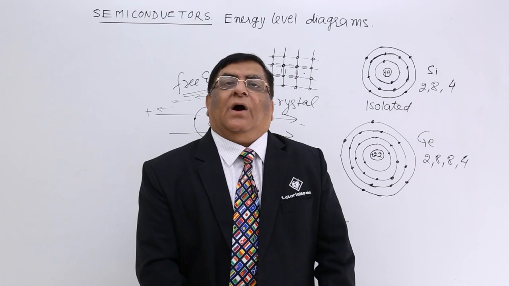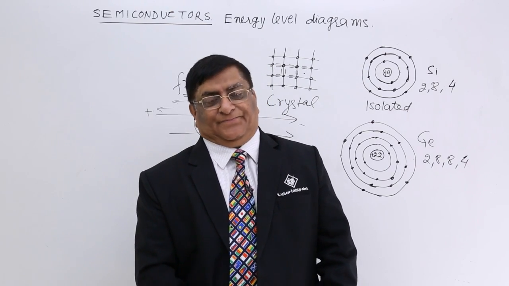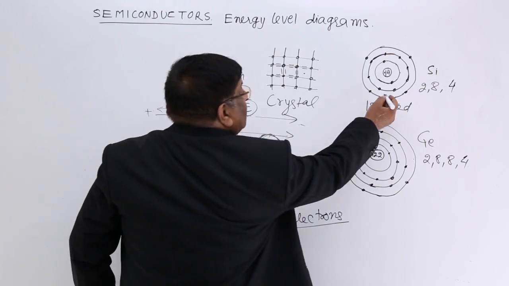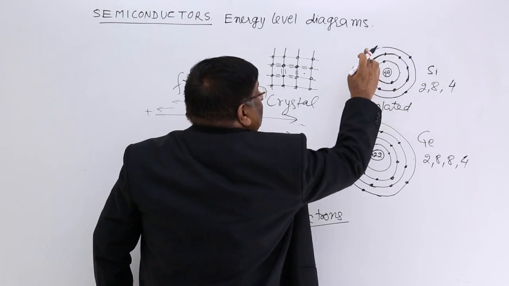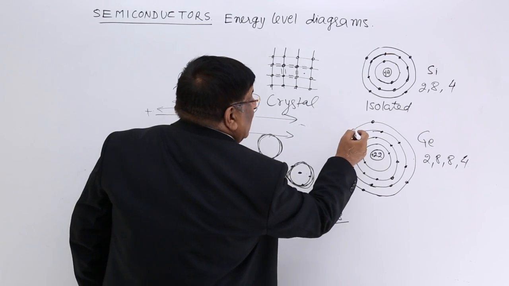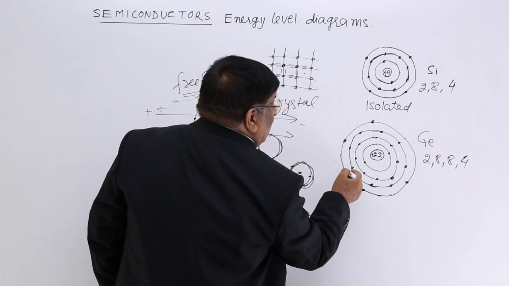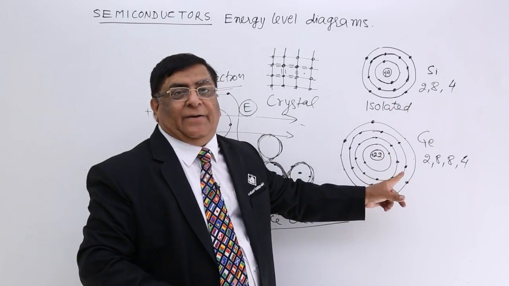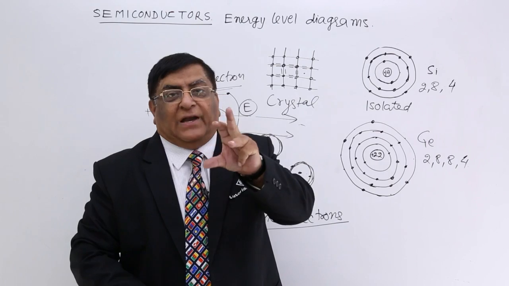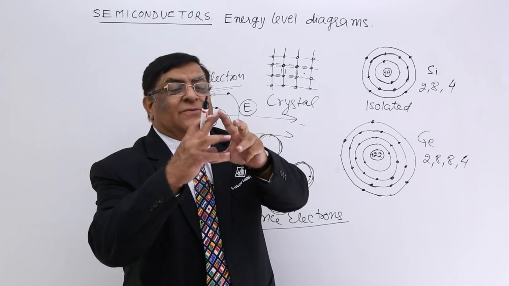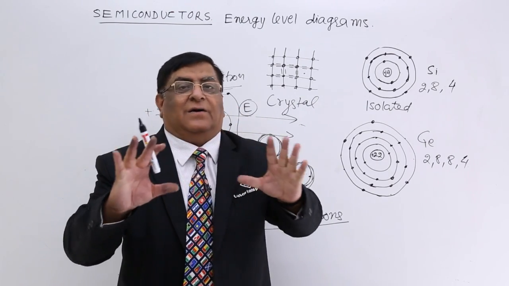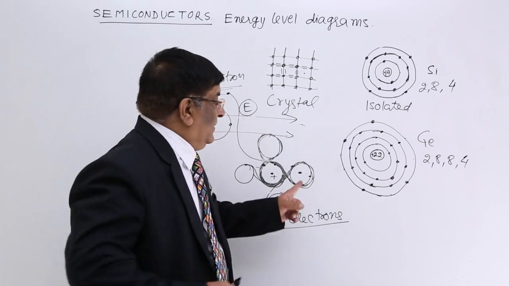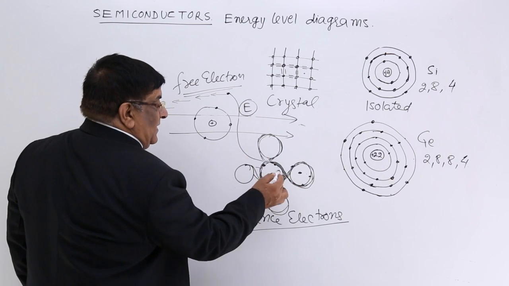Okay. Now, how many energy levels can there be? Answer: for each atom, for fulfillment, there are 8 places. In semiconductors, silicon or germanium, 4 places are filled with electrons and the other 4 energy level places are unfilled. There is no electron there, but the places are there.